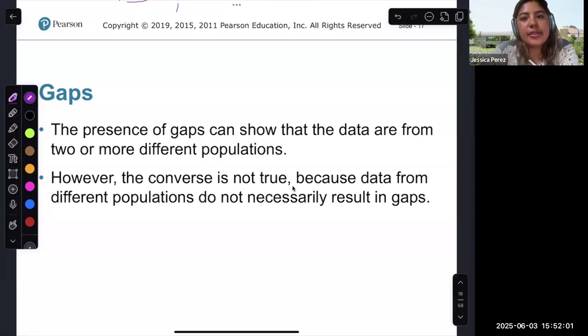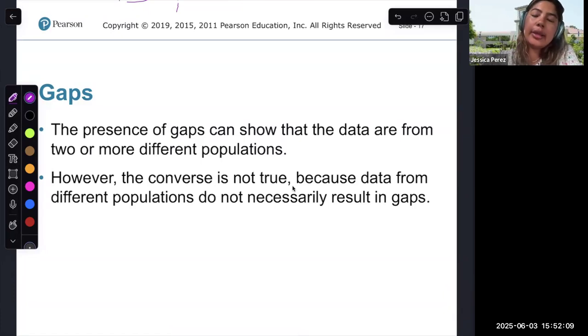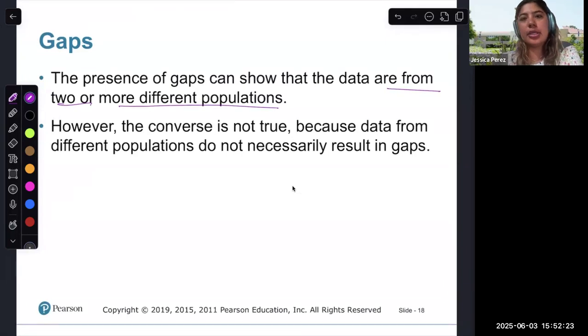Now, the presence of gaps can show data from two or more populations. The converse is not true, because if you have different populations, that does not necessarily mean you have gaps. So there could be gaps that show in our data because they're coming from two or more different populations. That's where a gap can show up.